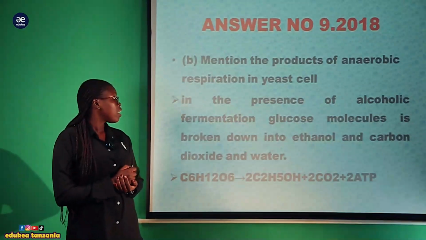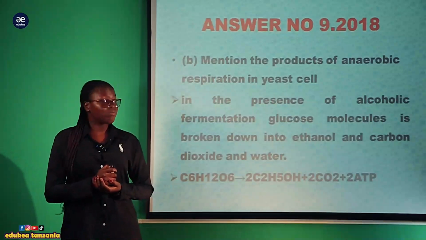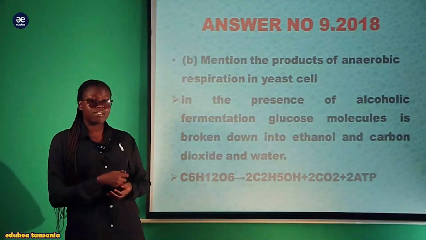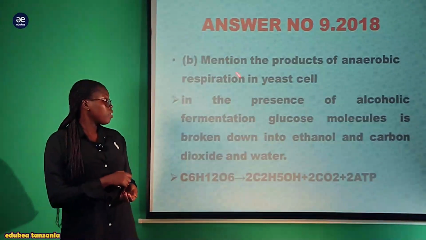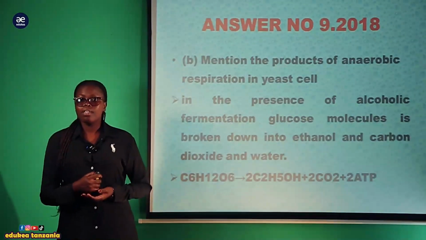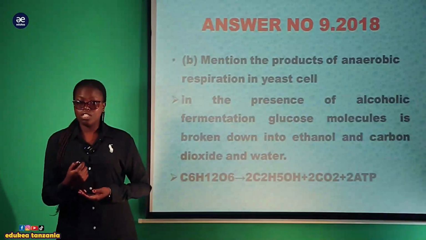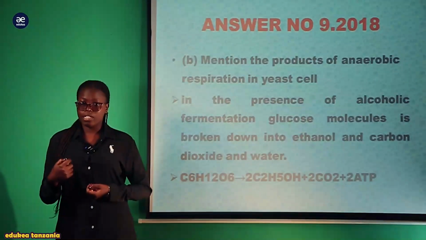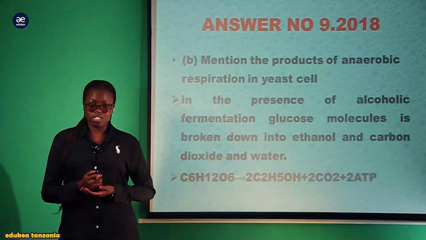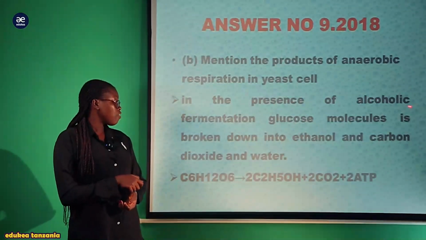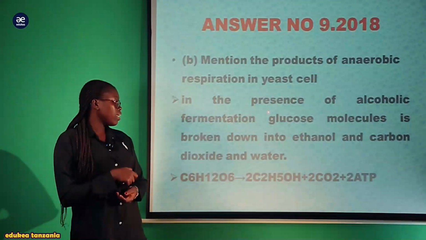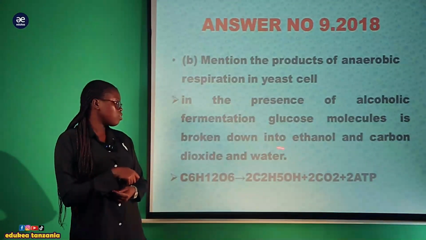Likewise, for question number 9 Roman B, you need to mention the product of anaerobic respiration in the yeast cell. We said that anaerobic respiration differs in plants and animals. In plants, it is fermentation that goes with the production of alcohol. So this is what is needed. In alcoholic fermentation, the glucose molecule is broken down into ethanol, carbon dioxide and water.